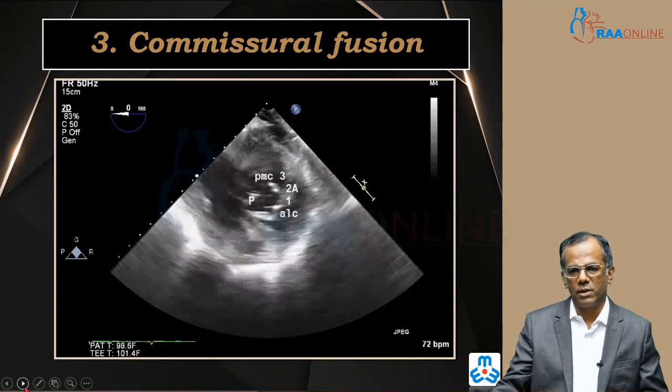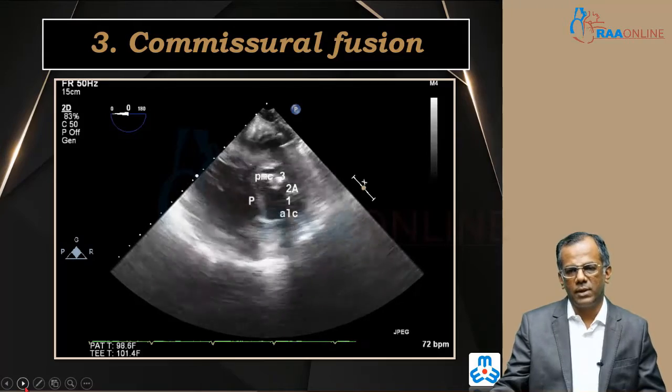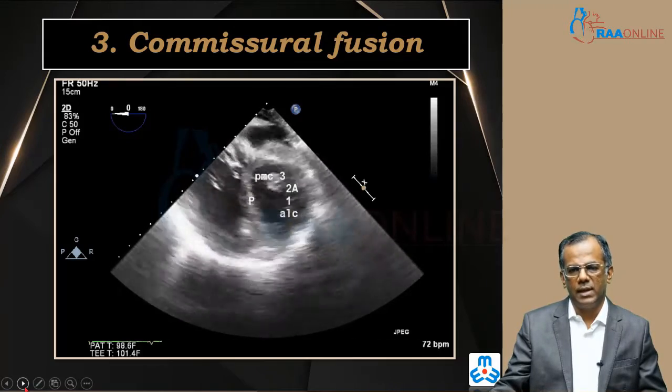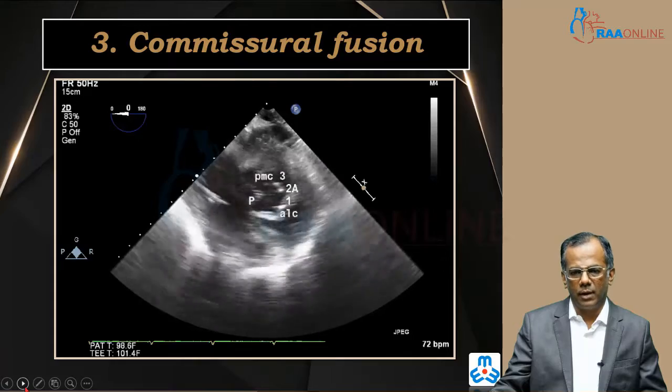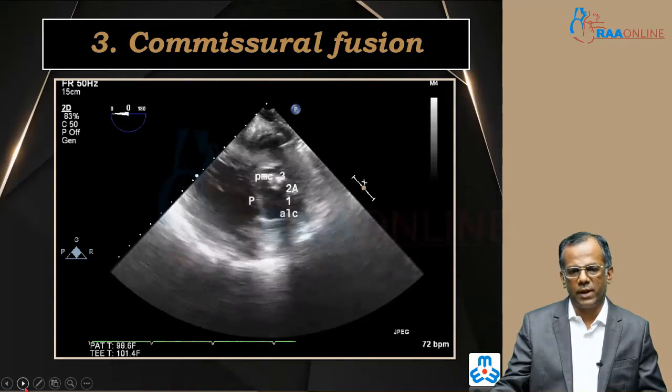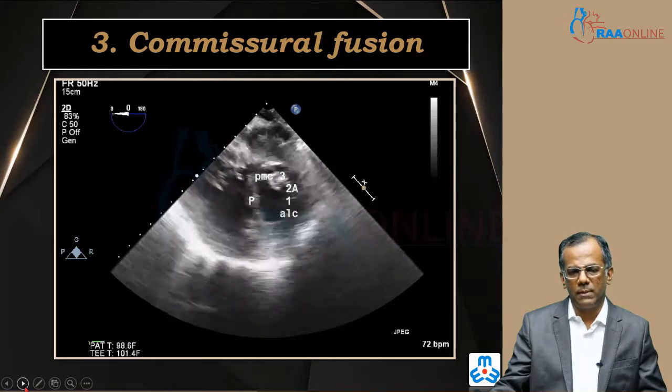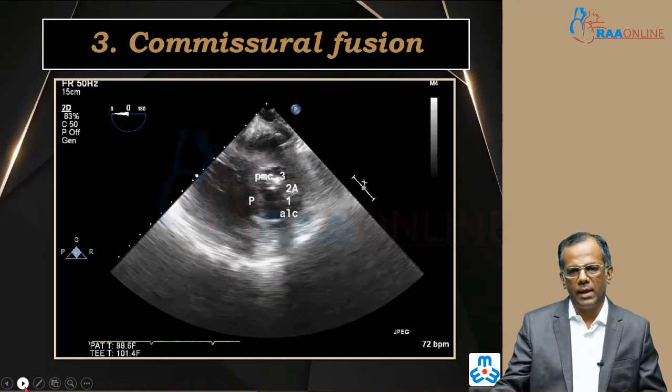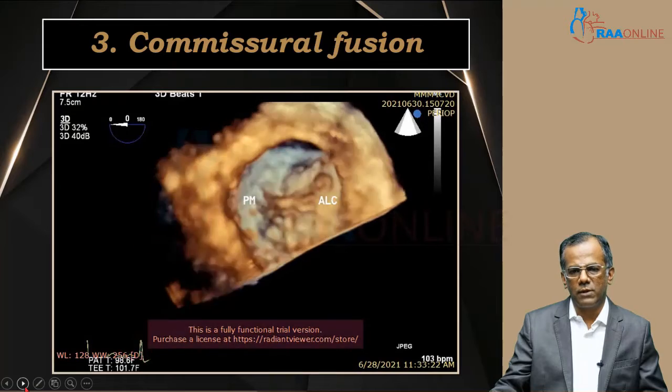You also have commissural fusion. This is best viewed in the transgastric basal short axis. Here you see a commissure, the anterolateral commissure, which is fused, and the posteromedial commissure, which is free. It's quite difficult to look at this commissural fusion in 2D. It's easier to look at commissural fusion in 3D.